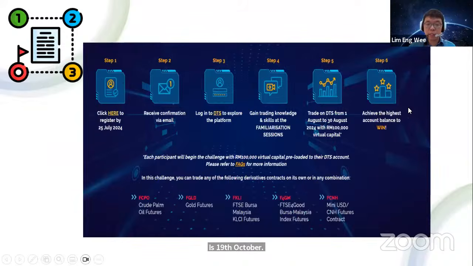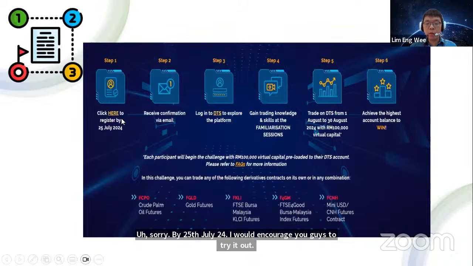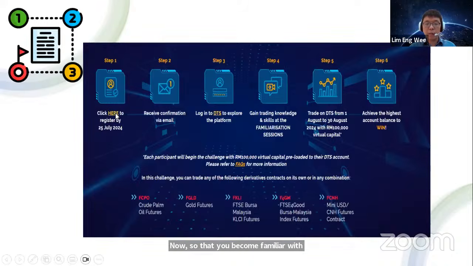So these are the features of the web page. You can click here, step one, click the link here to register by 25th July 2024. I will encourage you guys to try it out now so that you can be familiar with the DTS simulator platform. It's a web-based platform and it's available in mobile apps as well. After that, you'll receive confirmation via email. Then you can log in to DTS to explore the platform, and you can gain your trading knowledge and skills at the familiarization sessions. Trade on DTS from 1st to 30th August with 100,000 ringgit virtual capital. And your target is to achieve the highest account balance to win the campaign.